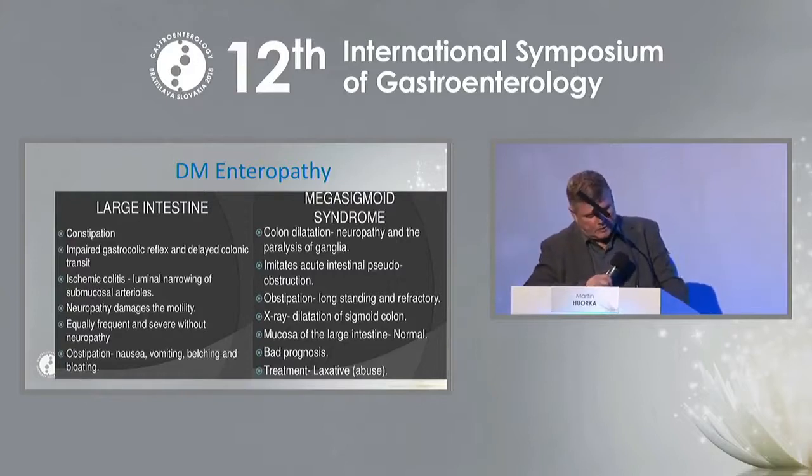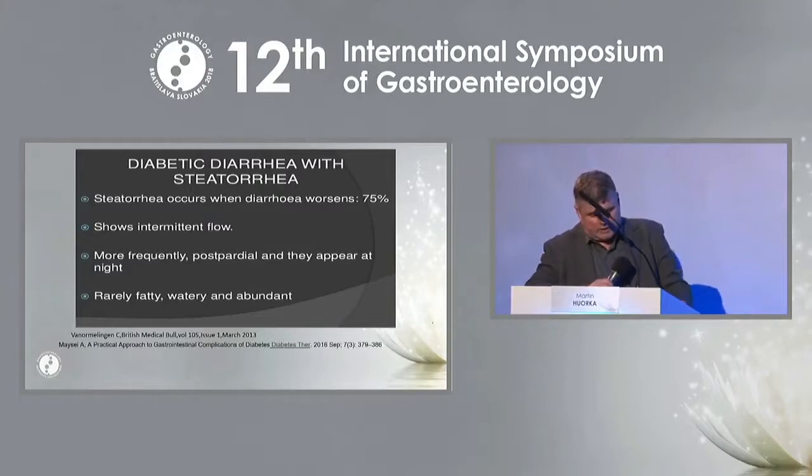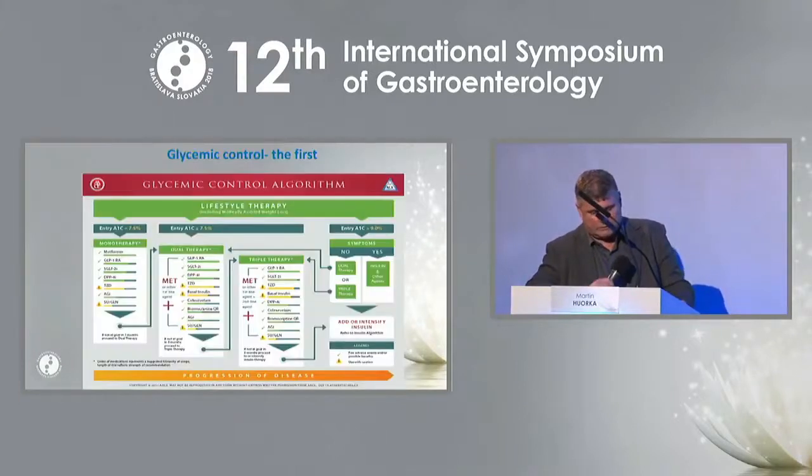Neuropathy damages the motility, and megasigmoid syndrome means colon dilatation, neuropathy, and paralysis of ganglia. And what is the most important, this syndrome imitates acute intestinal pseudo-obstruction. It has a bad prognosis, and we are not satisfied with the therapy of this syndrome. Steatorrhea is more frequently postprandial, appears at night, and is rarely fatty, watery, and abundant.